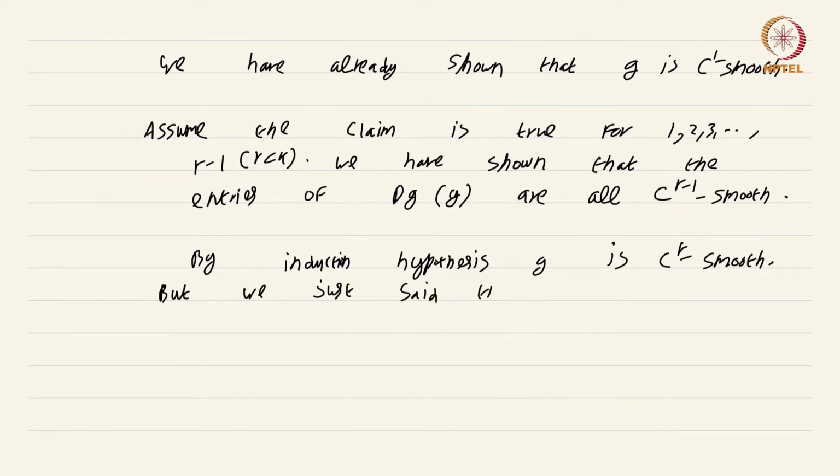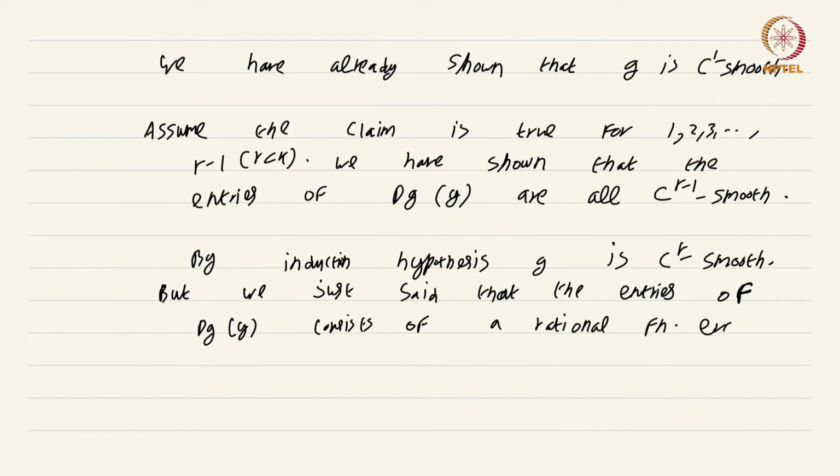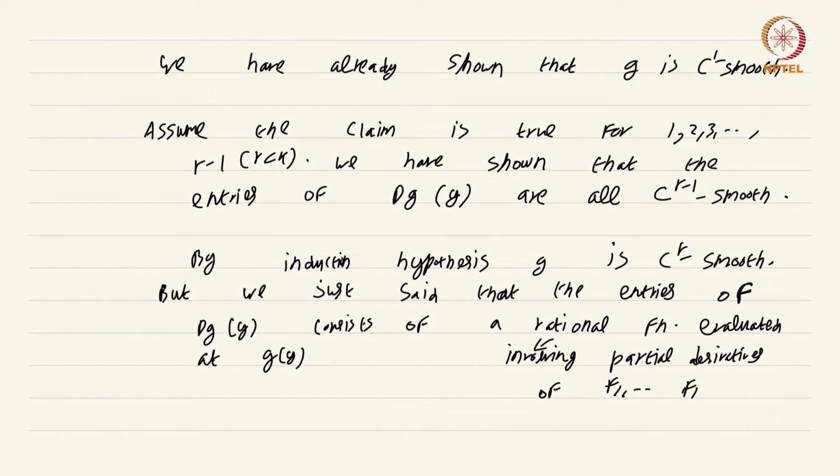that the entries of DG consist of a rational function evaluated at g of y, and this is not just any old rational function involving partial derivatives of f1 to fn. But the partial derivatives of f1 to fn are all C^(k minus 1) smooth, and we are evaluating at a C^r smooth function. The composition of a C^(k minus 1) smooth function and a C^r function continues to be C^r smooth. That's where we have assumed that r is less than k.